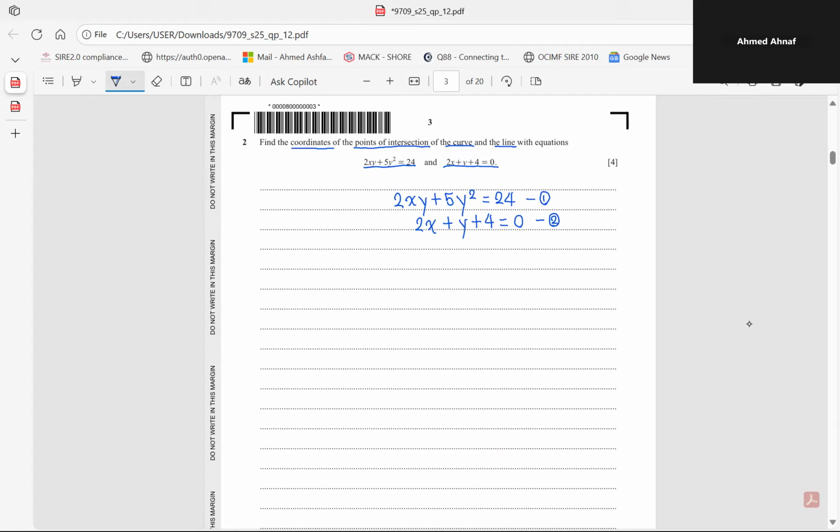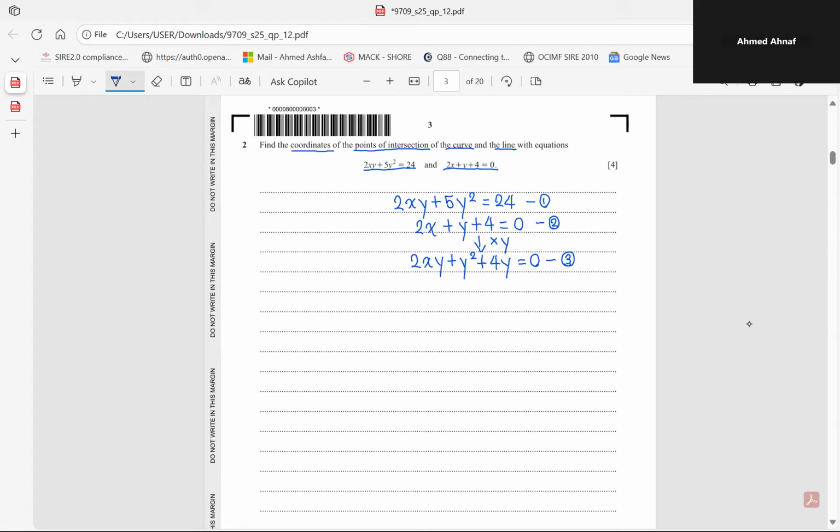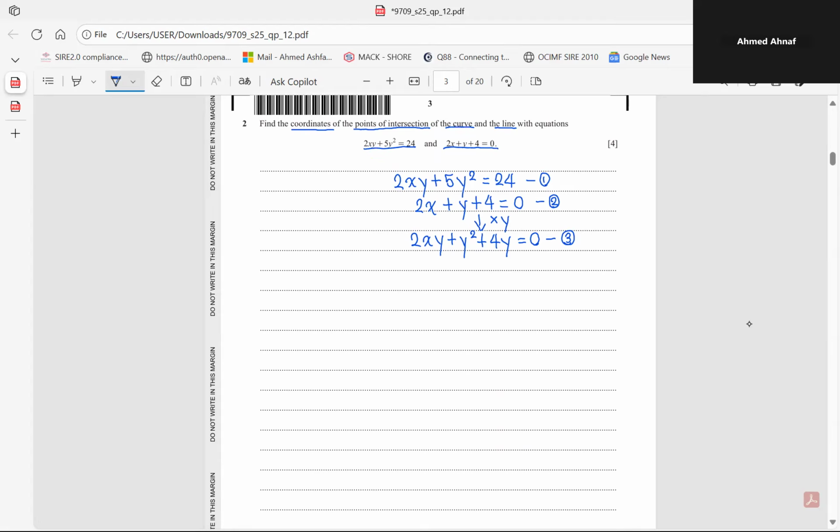So I'm going to use the elimination method. As you can see, the first equation has the term 2xy, and the second equation has the term 2x only. So in order to make it 2xy, we're going to multiply by y on this equation. So this would just be 2xy plus y times y squared plus 4y equals 0 times y, which would be 0. So this is our new equation, which we'll call 3. And now we have equations 1 and 3, which both have the term 2xy. So now we're going to eliminate them by subtracting both equations. Sorry, my pen's not working.